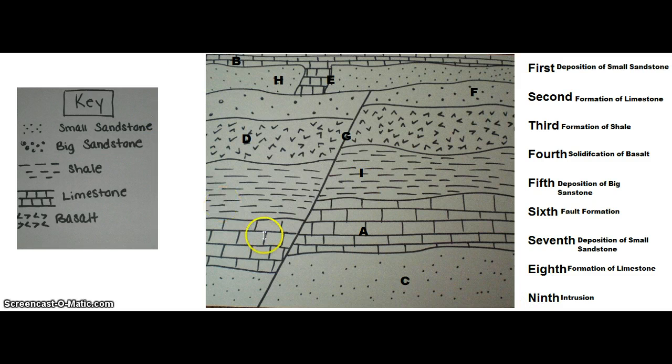So we've gone through and we've gone from the bottom to the top, from oldest to youngest. So we have the deposition of small sandstone, the formation of limestone, the formation of shale, the solidification of basalt, the deposition of big sandstone, the fault formation, the formation or deposition of small sandstone, the formation of limestone, and our intrusion. And that's how you're going to label your rock section.